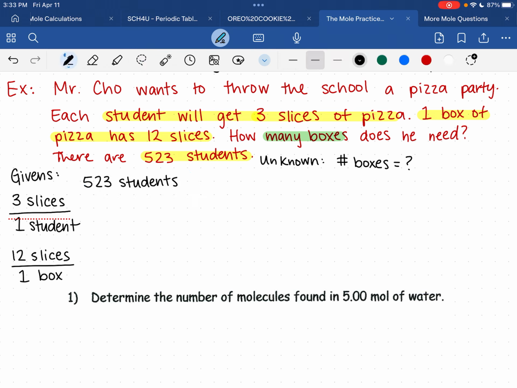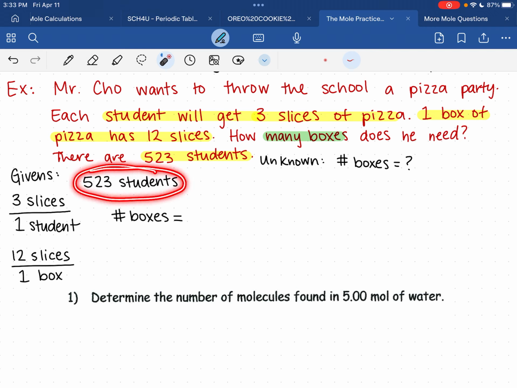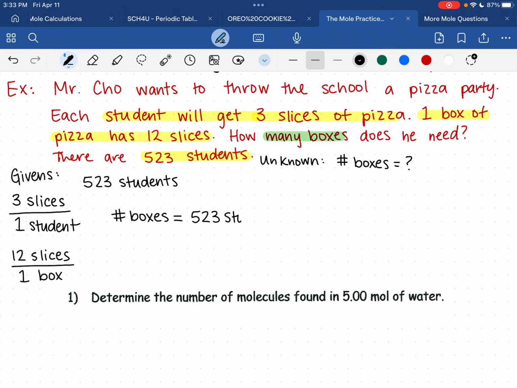So when setting up this question, we're going to start with the unknown on the left side of the equation. So number of boxes equals. The first thing you're going to start with is the number that does not have a fraction associated with it. And the number that doesn't have it is the students. So 523 students.